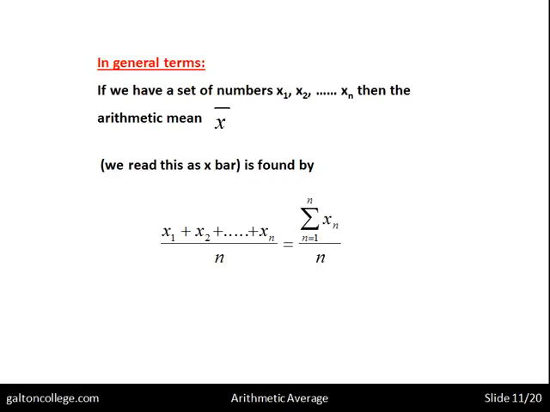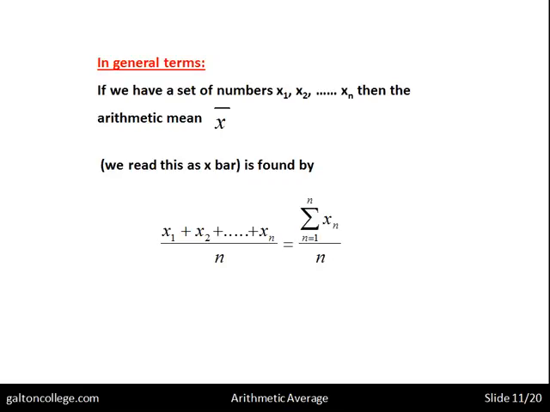Then the arithmetic mean is x bar. The line across the x is known as a bar, and this represents the average. That's how we write an average usually. We write x or y or whatever it is, and we draw a line across the top. That means it's the average, x bar.